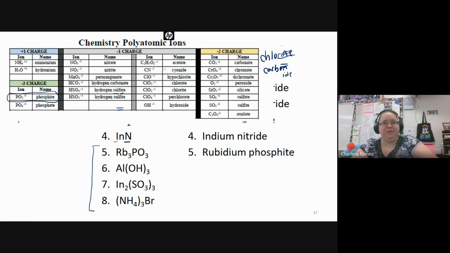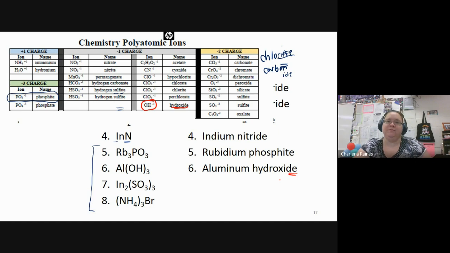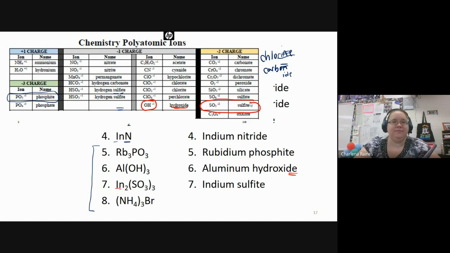AlOH, I see 3 capital letters. Al is a metal, so aluminum. OH, that polyatomic, keeps its name, so aluminum hydroxide. Remember, I said most polyatomics end in a TE. This is one of the few exceptions. 3 capital letters, In, indium. SO3, I find my SO3, and I can see that it is sulfite. Put the 2 pieces together, and you get indium sulfite.